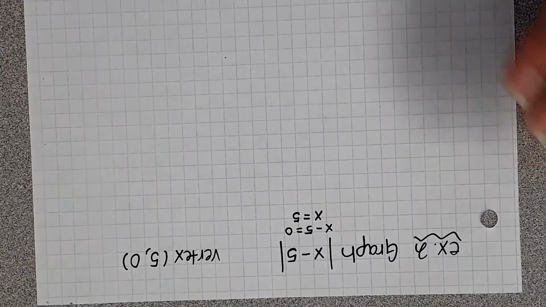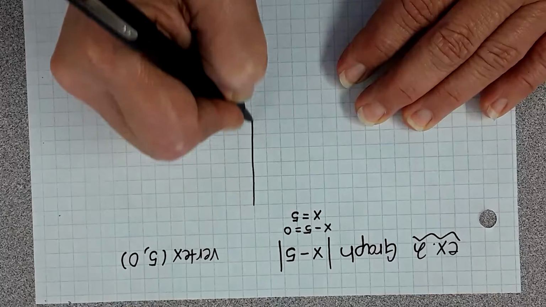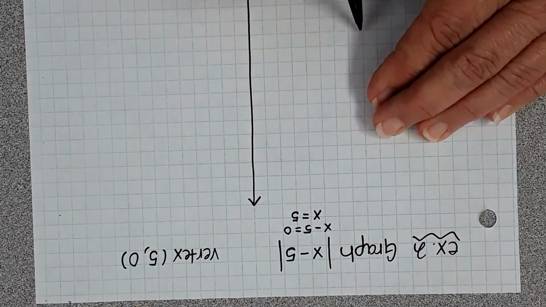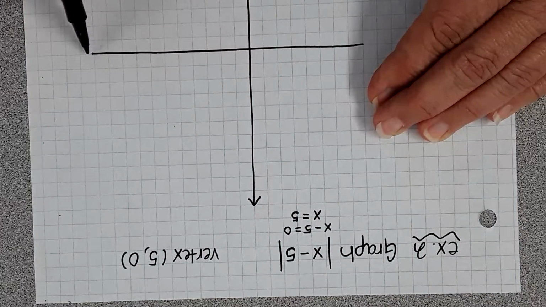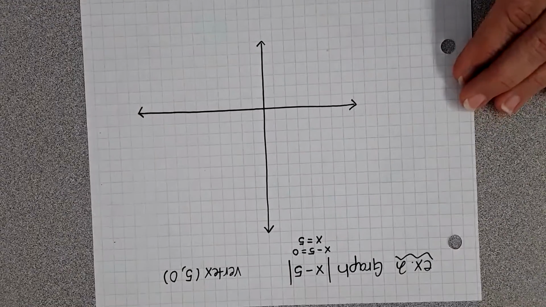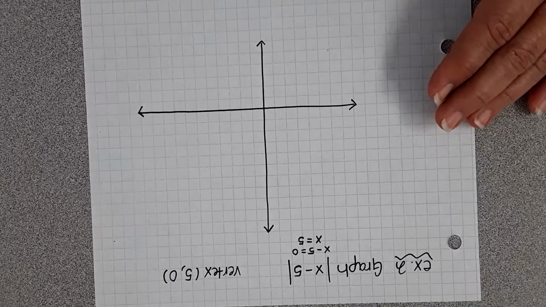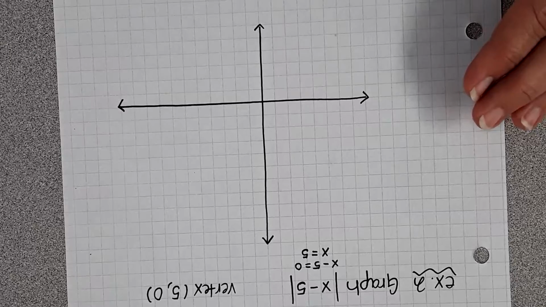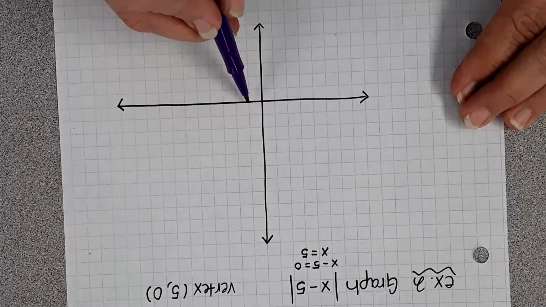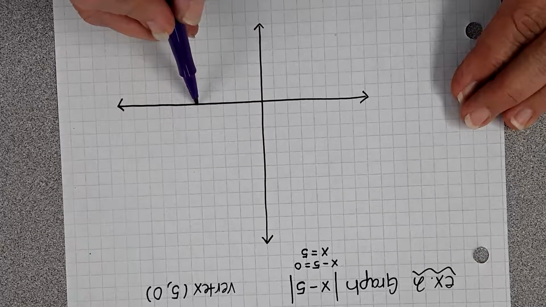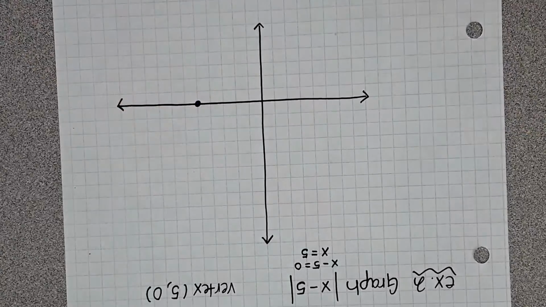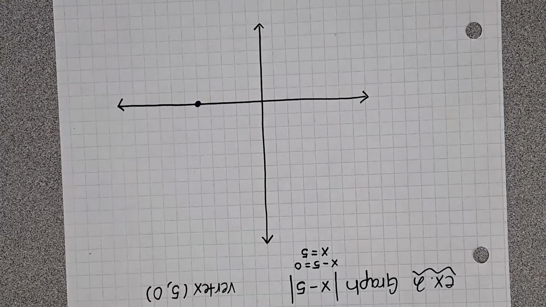Okay, so now we're going to make a graph. Now let's graph our vertex, okay? When you graph it, you're going to go over to positive 5, starting at 0, 0. 1, 2, 3, 4, 5. The 0 means you don't go up or down, so you're going to put your vertex right there. The point for your vertex is there at 5, 0.